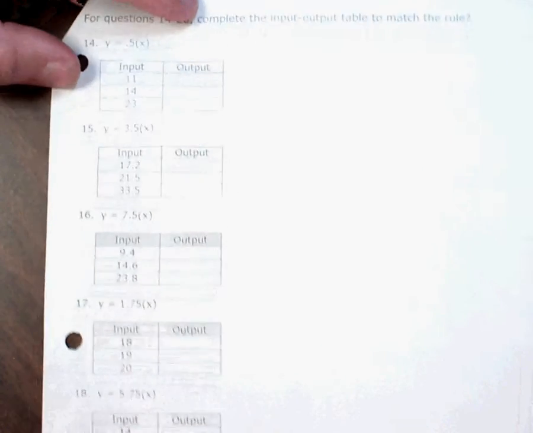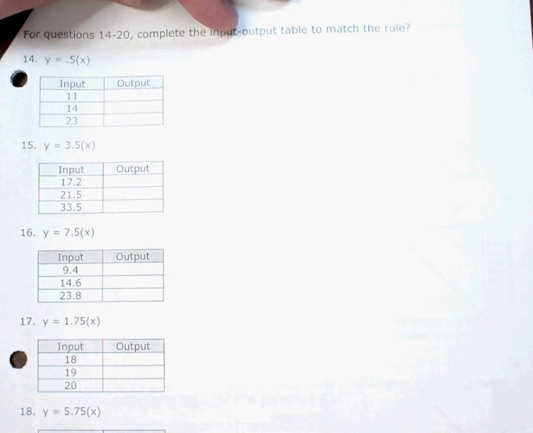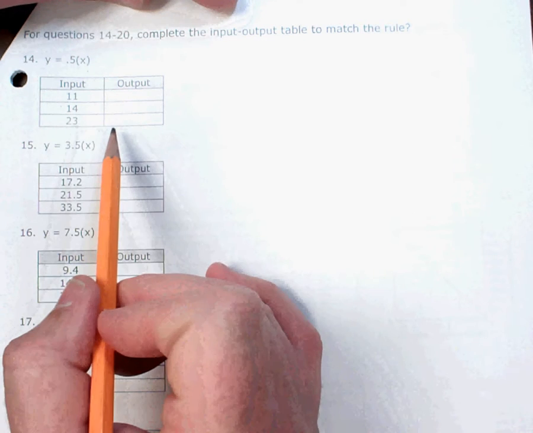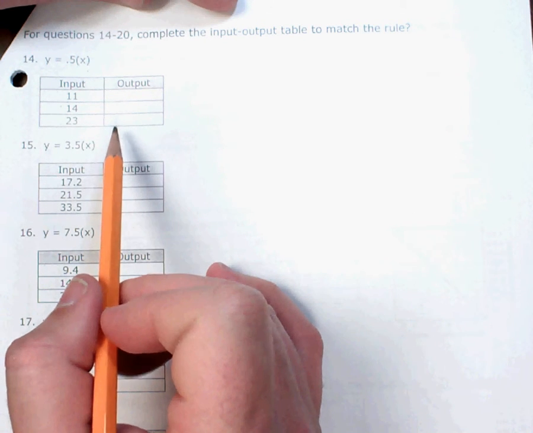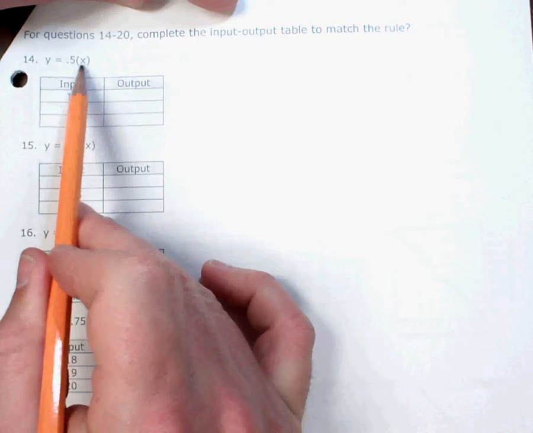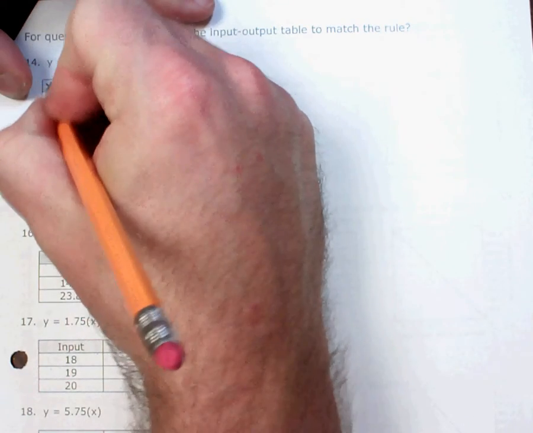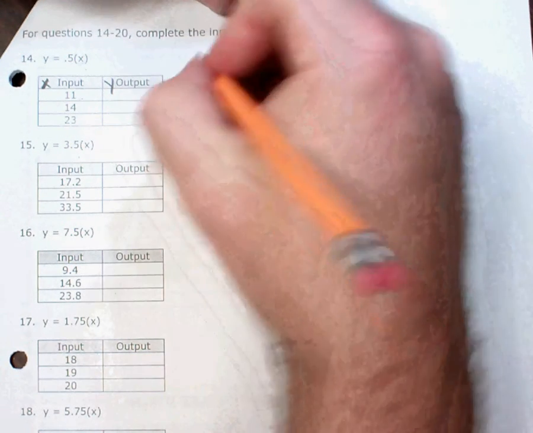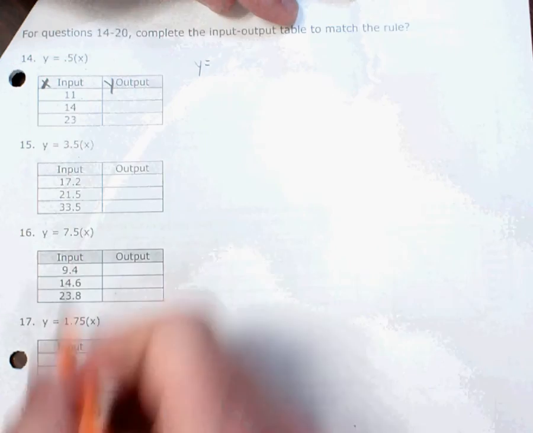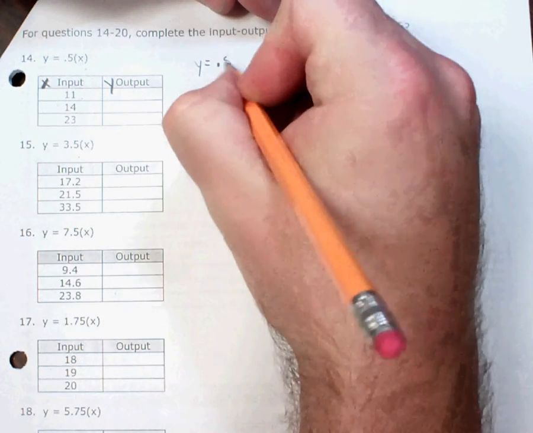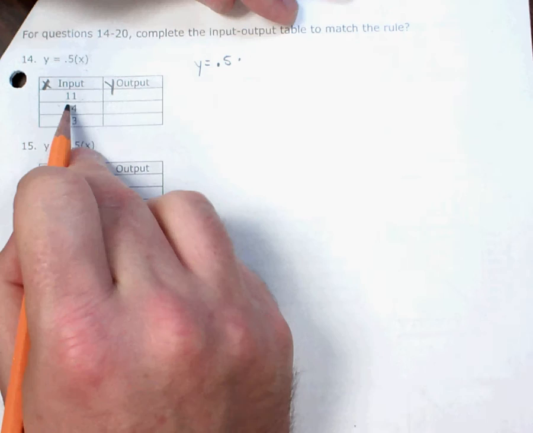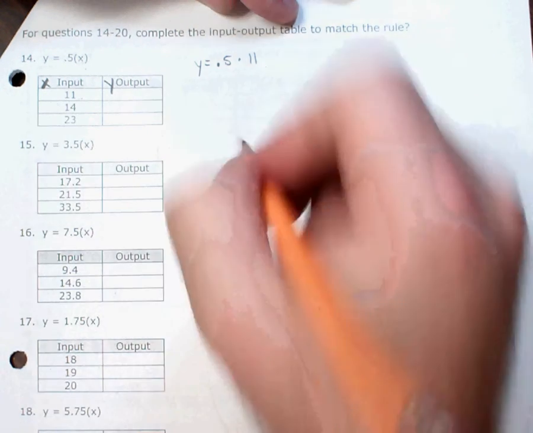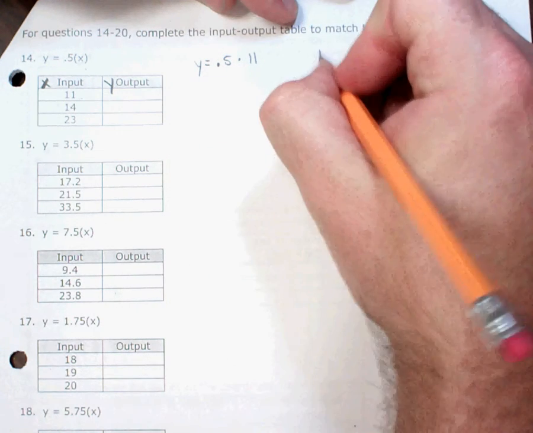So in this section, we're actually given the equation, and we're given an input-output table or a function table, and we have to, for each of these inputs, we have to substitute in for x. Remember, our input is our x, and our output is our y. So basically what I'm going to do for each of these is I'm going to rewrite the problem y equals 0.5 times whatever my input is, whatever my x is. So for this first one, y equals 0.5 times 11. So I'm going to go and set up that multiplication.